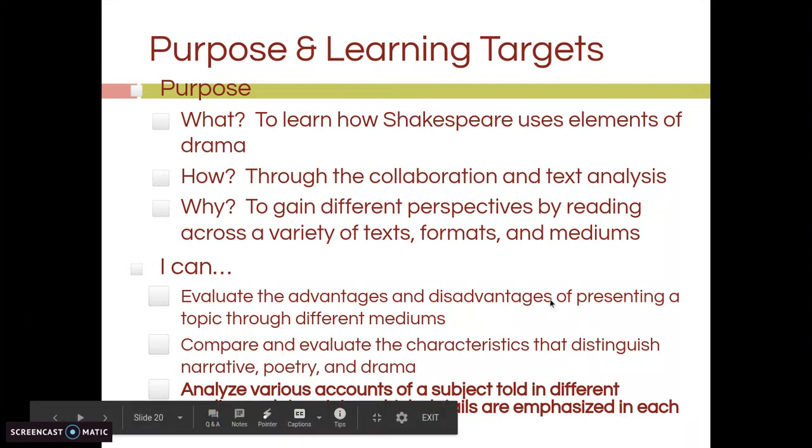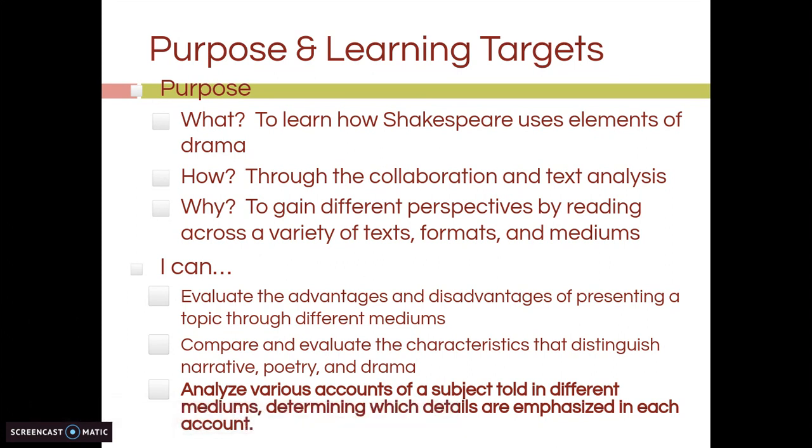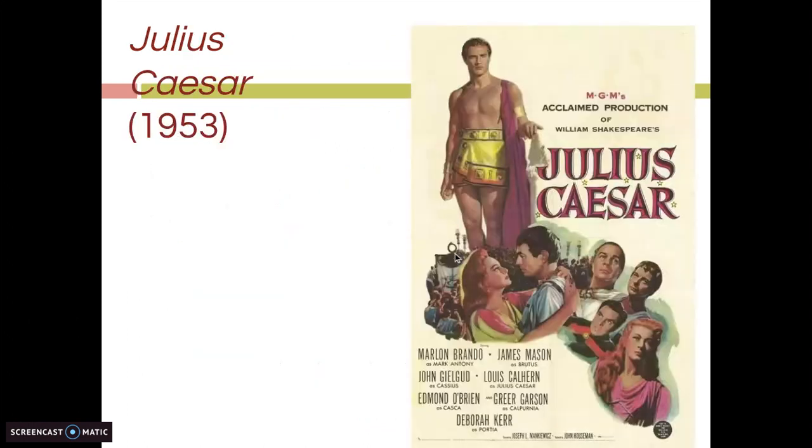So right now, our learning target is to analyze various accounts of a subject told in different mediums to determine which details are emphasized in each account. So as I said, before we get started with the actual text, we're going to take a look at a couple of movie posters. I will be showing some clips from the 1970 version of Julius Caesar, and these films basically take that script and make it into a film. So they are a little bit different than what you would see on the stage in terms of the drama, but they do use the script.